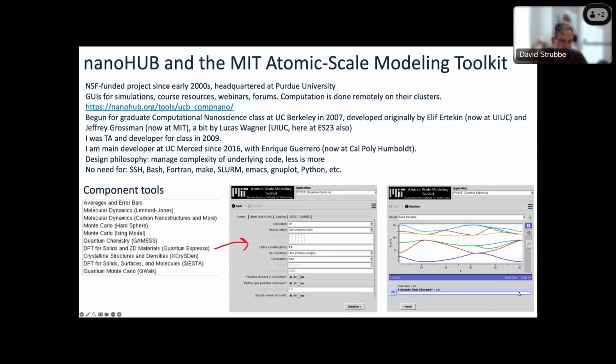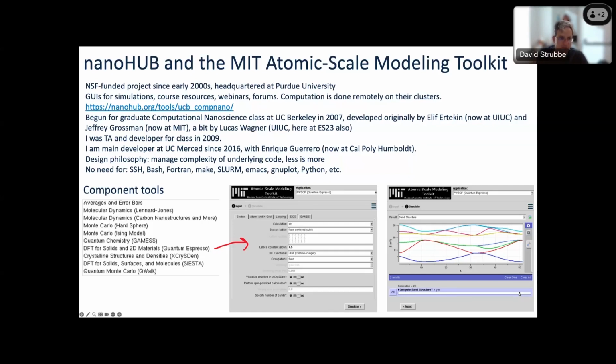So as you may well know, nanoHUB is a project that started in the early 2000s, headquartered at Purdue, and you can find simulations, course resources, webinars like this one, and forums there. A nice feature is that all of the computation that you're doing is actually happening on their clusters. This is a point that students often find not obvious, but we're going to do some calculations, and those things are all actually running remotely. They're not running in your browser, so you can do this from a phone, from a tablet, anything like that. It doesn't matter how much computation power you have, because they're providing it.